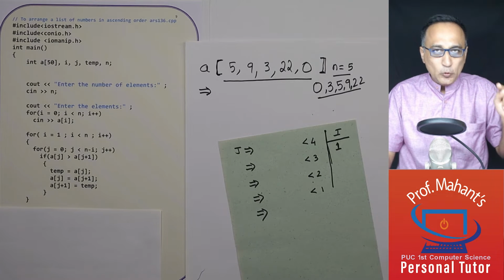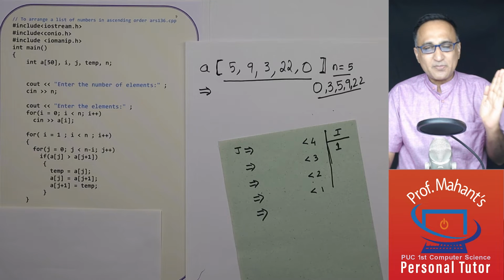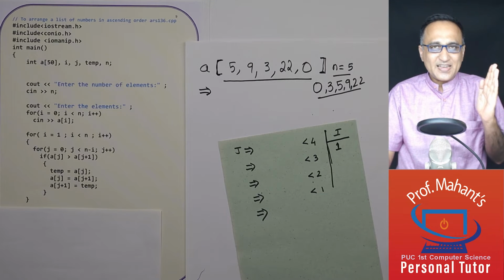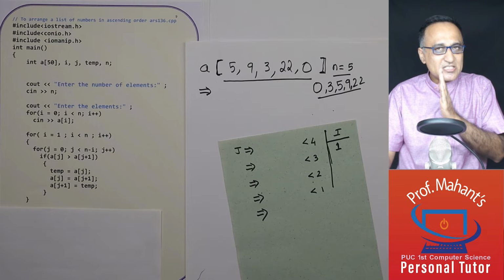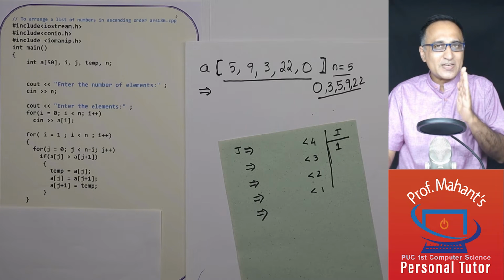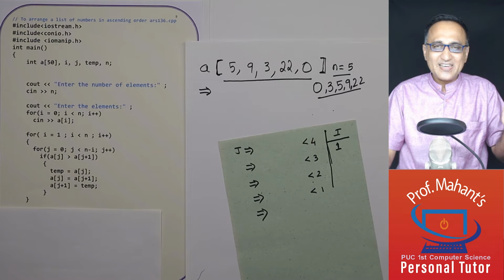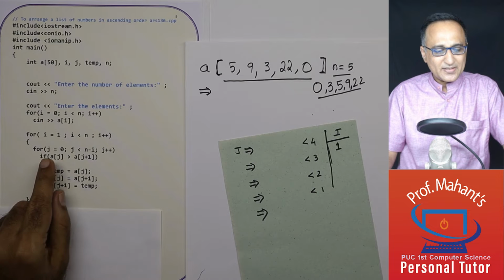In the first loop or iteration, the first largest number is pushed at the end. Then in the next loop or iteration, the second largest number is pushed to the second last position. This process continues till all the numbers are arranged in ascending order, from the lowest to the highest. Now let's take a look at the logic.